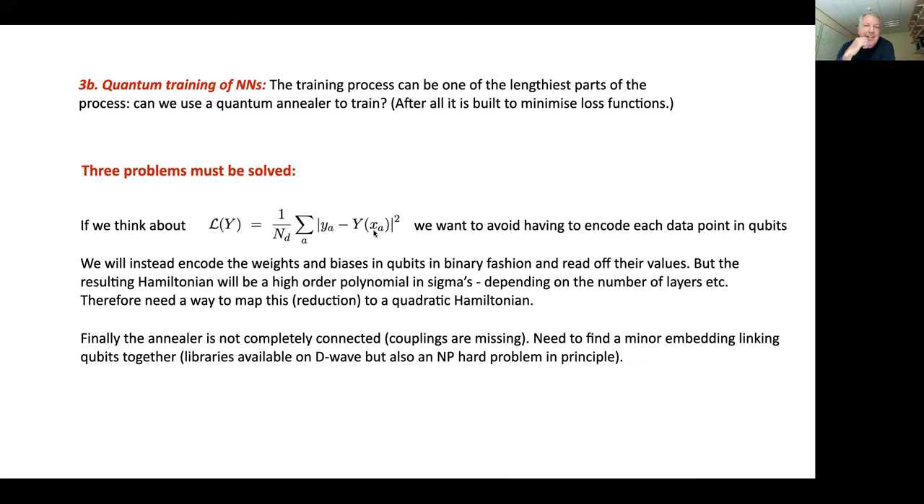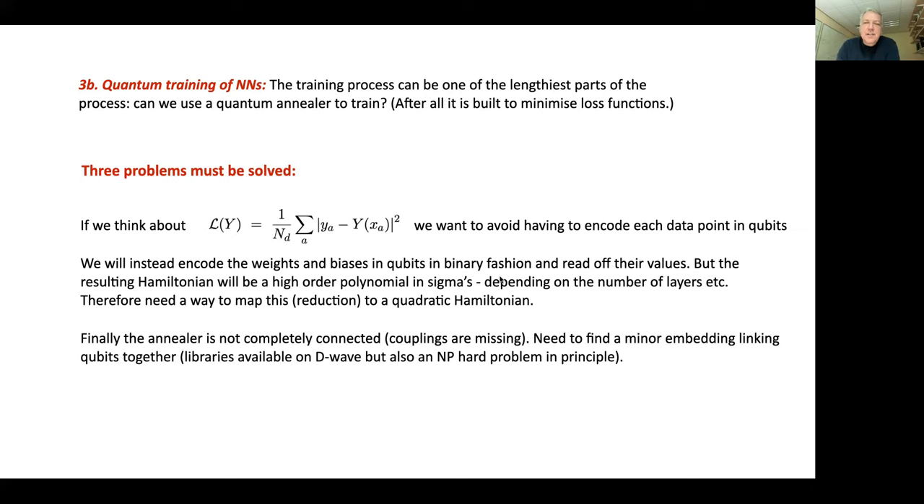The Y and the X are going to be classical things: data that you know, or outputs that you want to get. The thing that you want to encode in qubits is the weights and biases. And so we encode them in a binary fashion. At the end, you want to just read off the values of the weights and biases that your machine gives you.